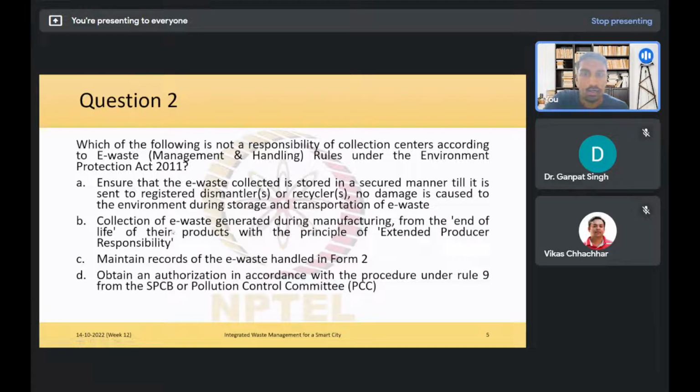Option B is collection of e-waste generated during manufacturing to the end of life of the products with the principle of extended producer responsibility. Option C is maintain records of the e-waste handled in Form 2. Option D is obtain an authorization in accordance with the producer procedure under Rule 9 from the SPCB or the PCC.